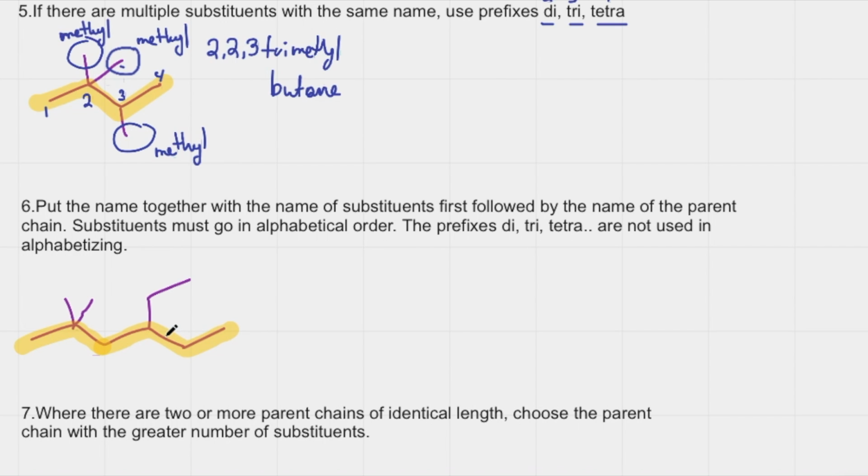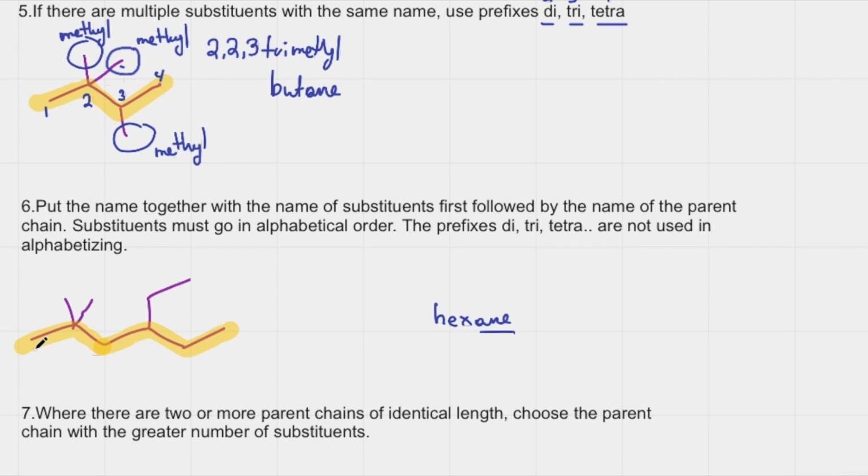That's the first thing that I have to do. I found the longest continuous carbon chain, which is the parent chain, and we said it was 6 carbons, so it will be hexane. So we can write hexane, ending in ane because we have an alkane.